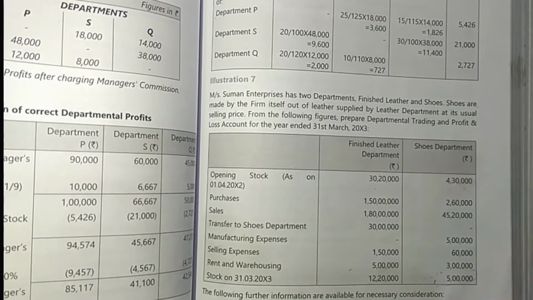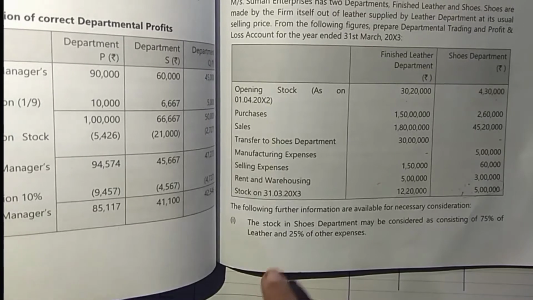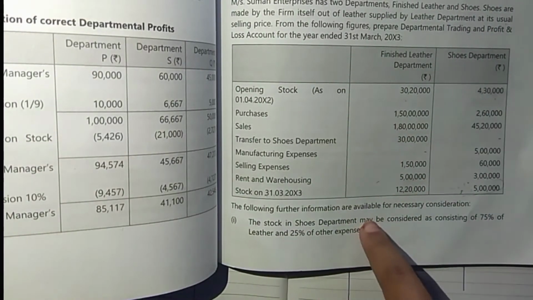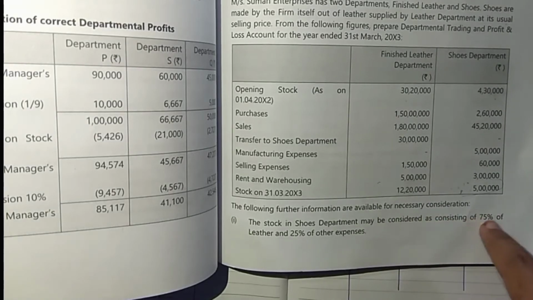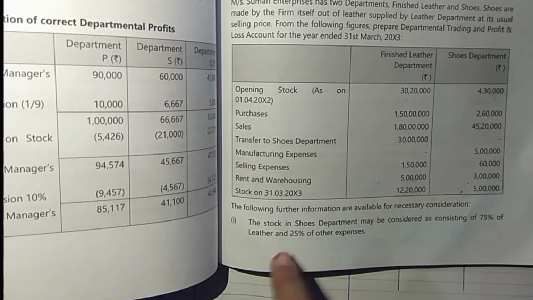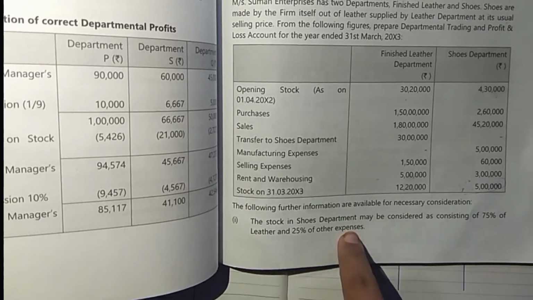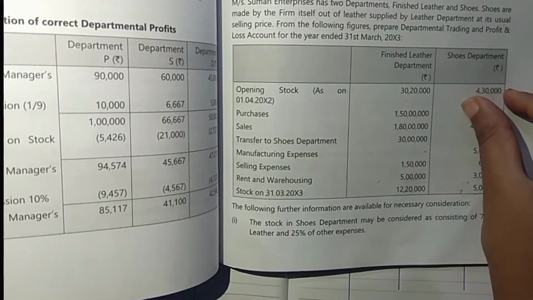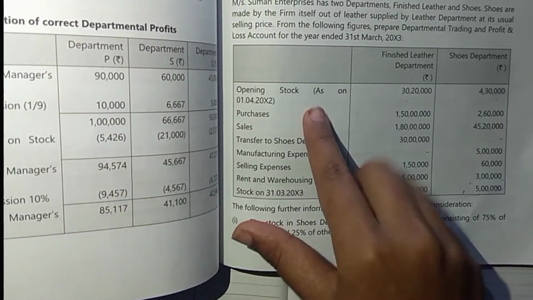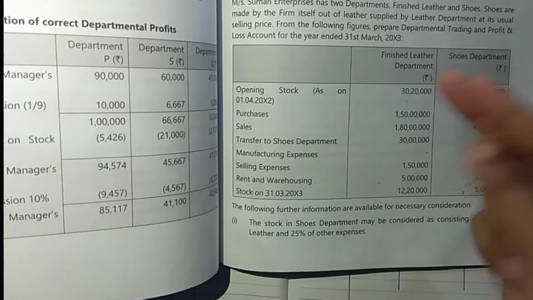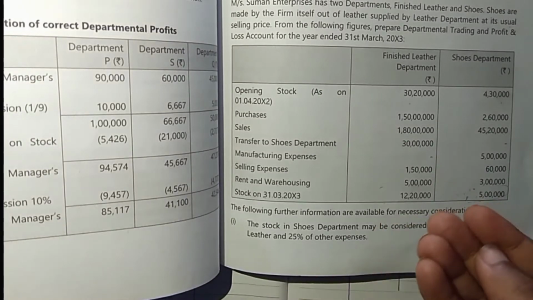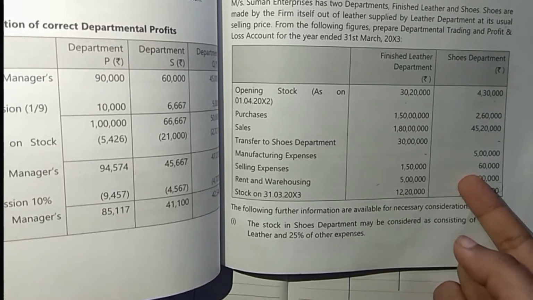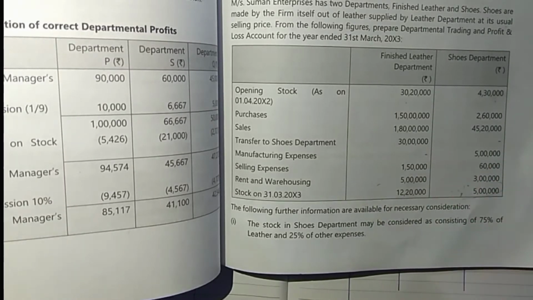And in one point, they have mentioned that the stock which is in the shoe department may be considered as 75% from the leather department and the remaining 25% is of the other expenses. So now in this 4 lakh 30,000, only 75% is the stock which is transferred from the finished leather department to the shoe department. What is the amount of profit which is added by the finished leather department to the shoes department? Do you know that?